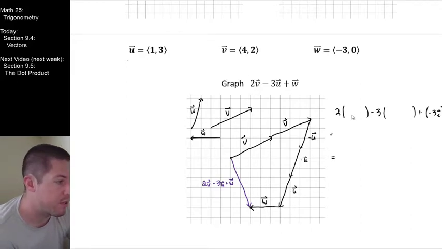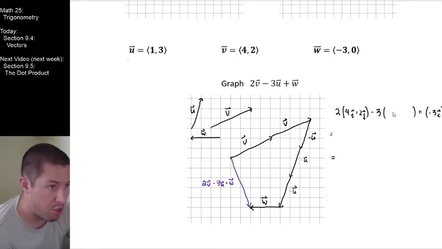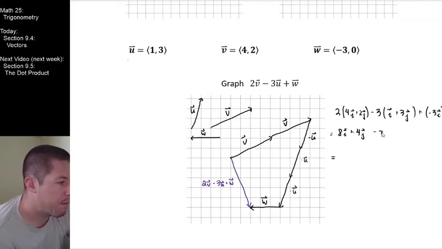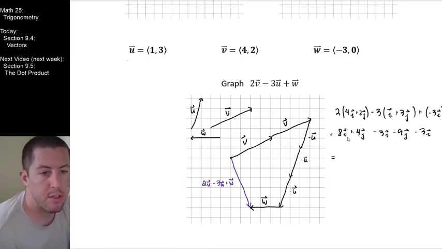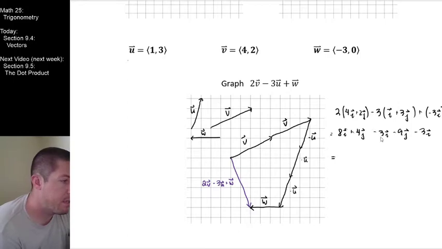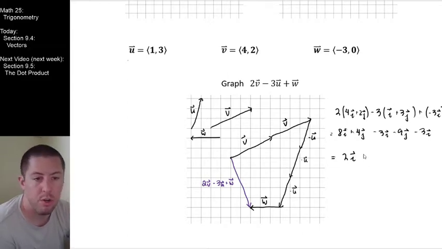So this should be 2V. So this is our 4i plus 2j. This is U, so this should be our i plus 3j. Now I can go ahead and get my 8i plus 4j minus 3i minus 9j minus 3i. And again, so now back to what I was saying. Now we're just grouping up the i's and the j's, right? So how much i stuff do I have? 8 minus 3 is 5. Minus 3 is 2i. So that says overall you're going to go 2 to the right.